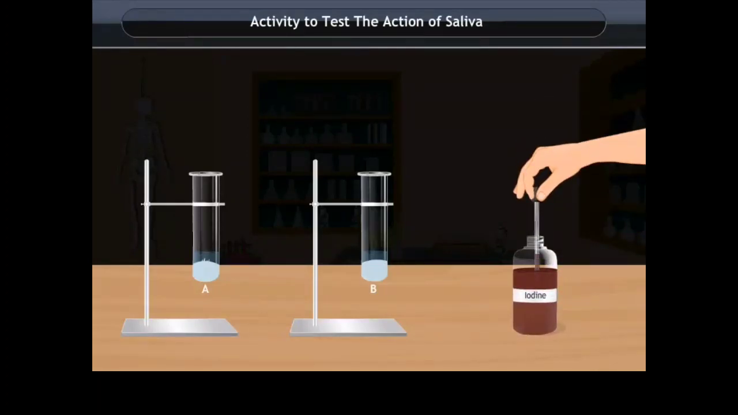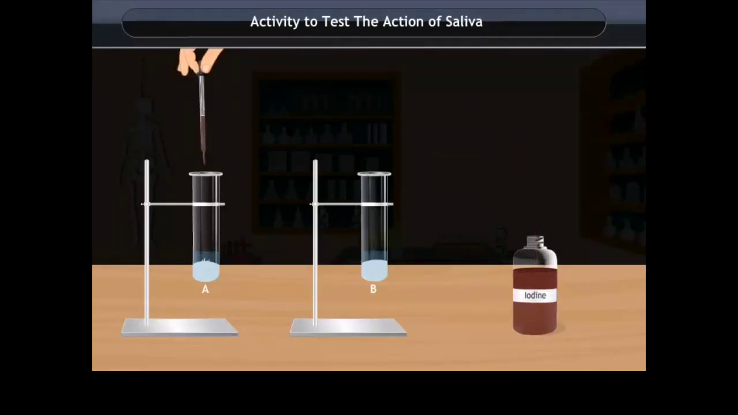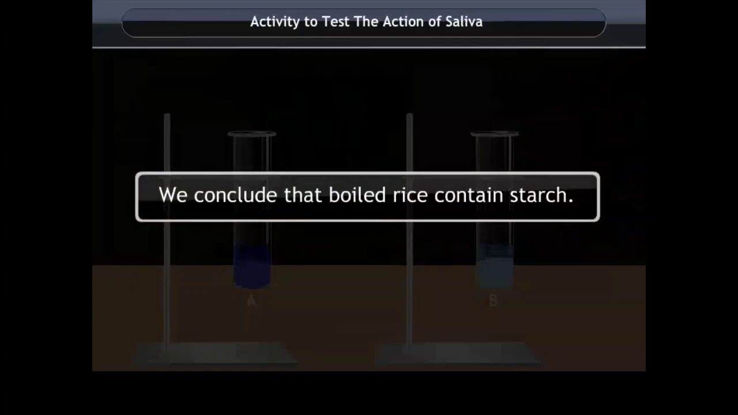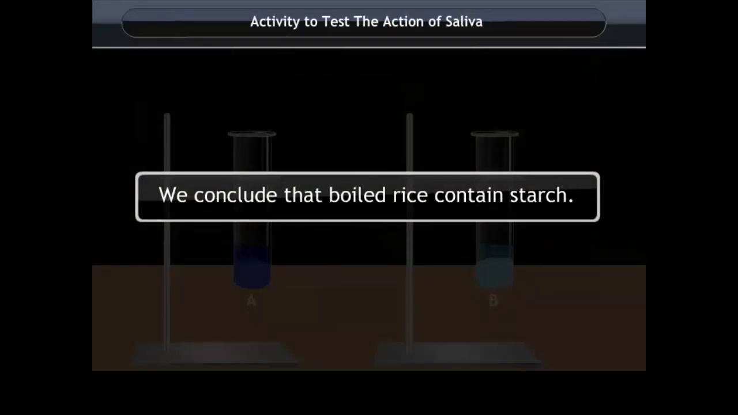Now, pour 2 to 3 drops of iodine solution in each test tube and observe. You will observe that boiled rice in test tube A turns iodine solution blue-black, while chewed rice in test tube B remains unchanged. Thus we conclude that boiled rice contains starch and the saliva present in chewed rice converts starch into maltose.